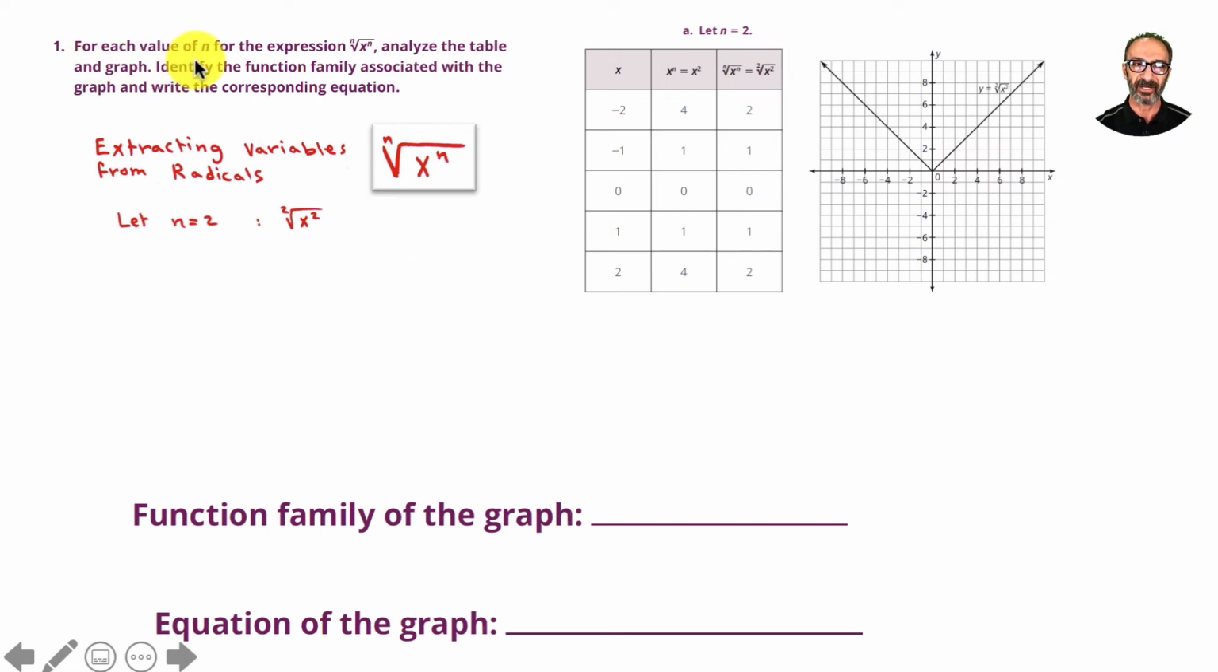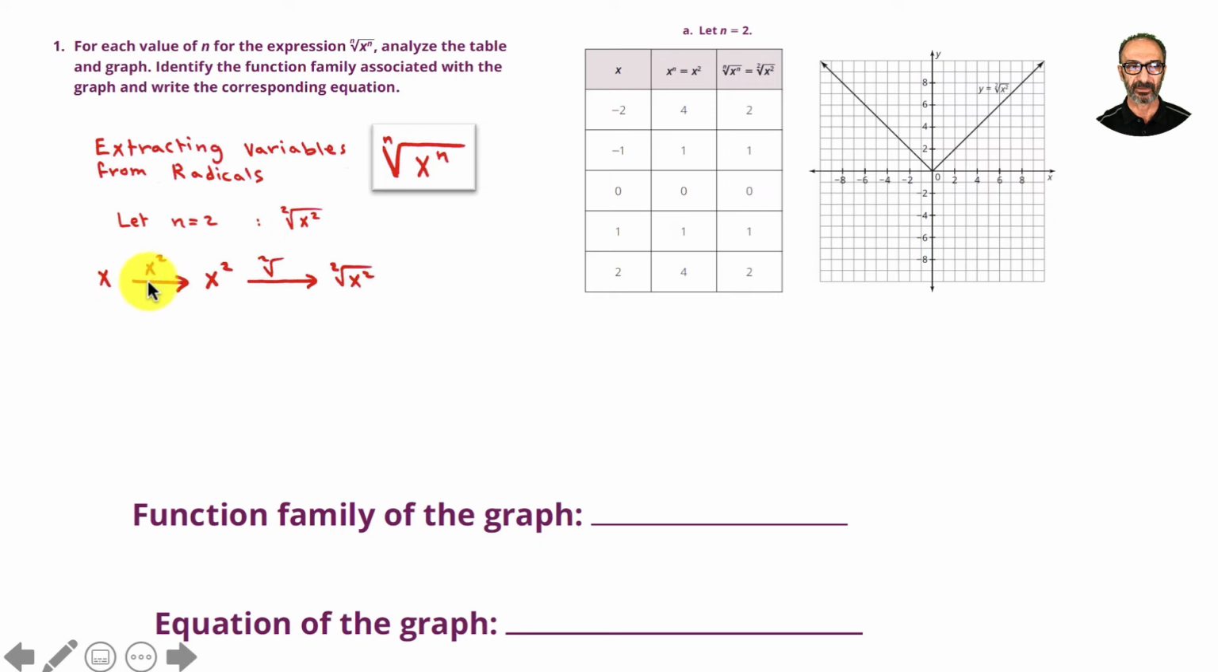For each value of n, we have another one coming when n equals 3. In this case, n equals 2. The nth root of x to the power n, in our case, is going to be the second root of x to the second. Analyze the table and the graph. Identify the function family associated with the graph and write the corresponding equation. Let's take a look. First, you have to compute what's inside, then apply the square root. So it's like 2 steps, or a composition of functions, one after the other.